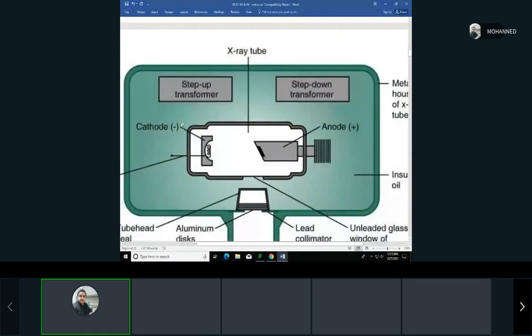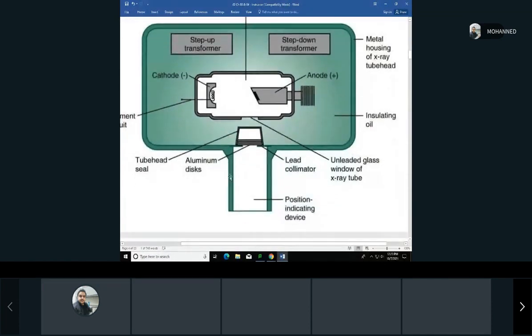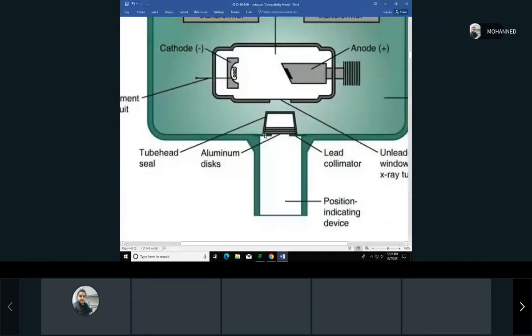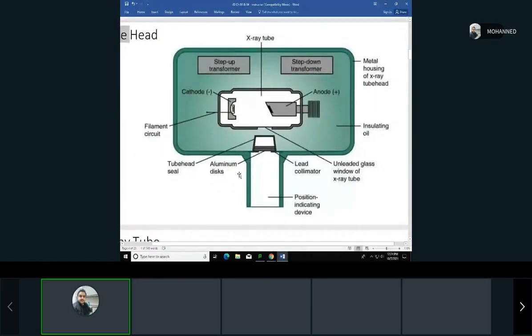Let's see what else we have. This is all surrounded by insulating oil, so it would dissipate heat and also do some filtration of any X-ray that can escape through it. We have a seal here just to keep the oil from going out. Then we also have an opening where the X-ray would actually come from. We have a collimator that will shape the X-ray, so we can have it as a circle or rectangle. And then we have the position indicating device that comes out of here. Again, we're going to talk about these more in depth as we go.